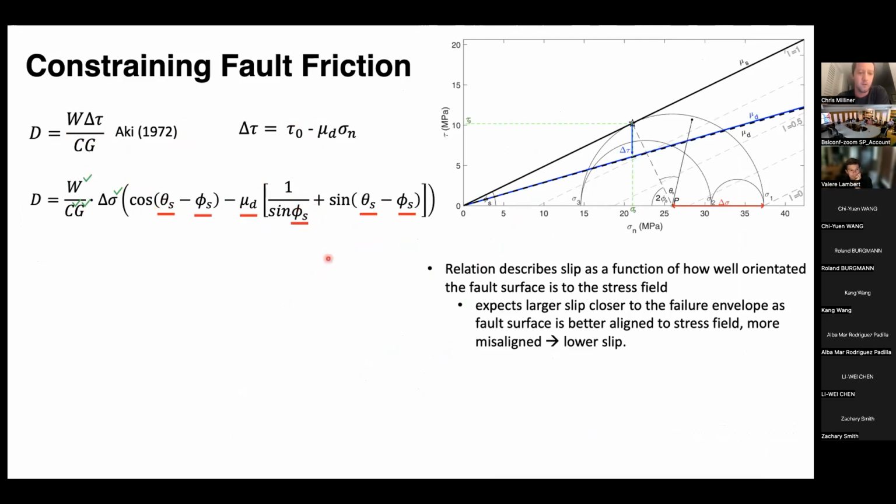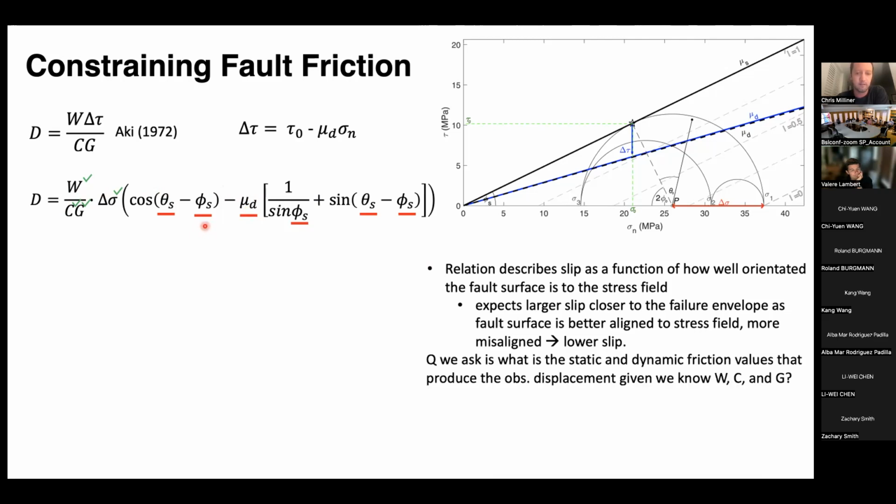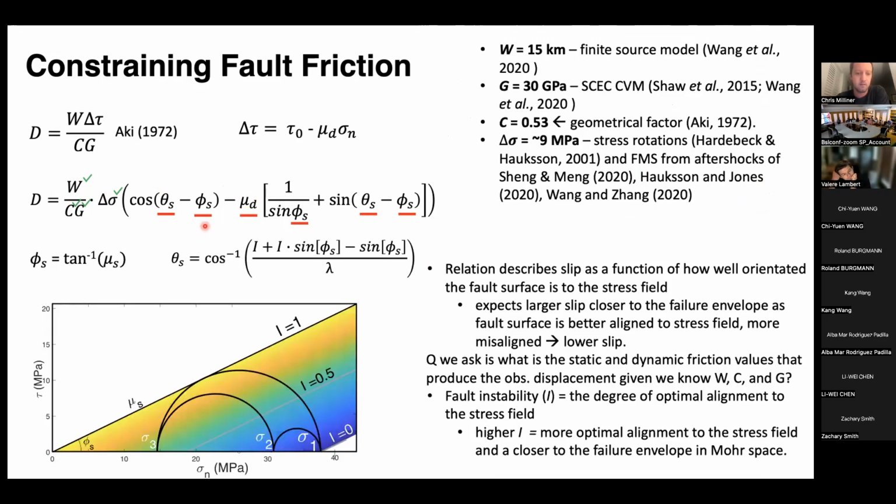So we're left with this equation, which we use to estimate the dynamic and the static friction. So the static friction is built into here through these two terms, phi s and theta s contains the static friction, and it's also contained in this I term here, which is the fault stability.